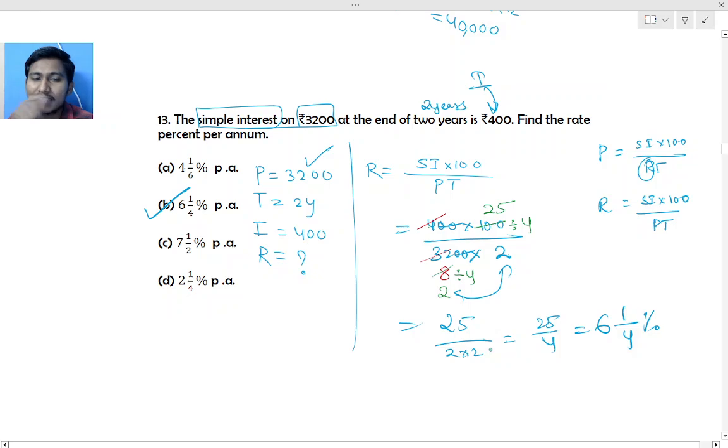Which option? Option is B. 6 and 1 by 4, if you write it in a mixed fraction. Got it, everyone? Rate of interest, this is how you have to find it.